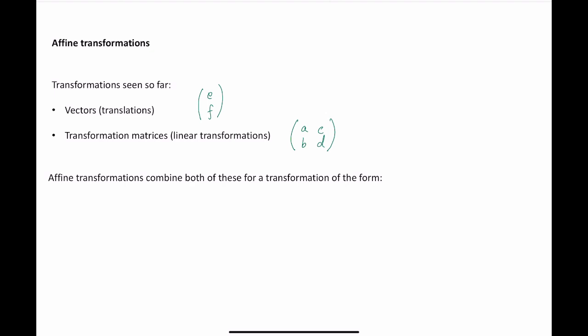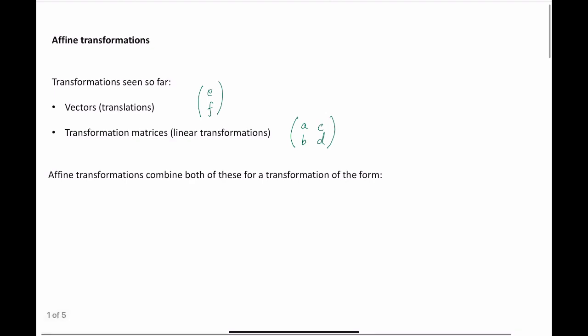a translation, so that of the form we can say AX plus B, where A is some transformation matrix. This X is just the point that's being transformed. Remember, we think about transformations point by point. And B is your vector translation.